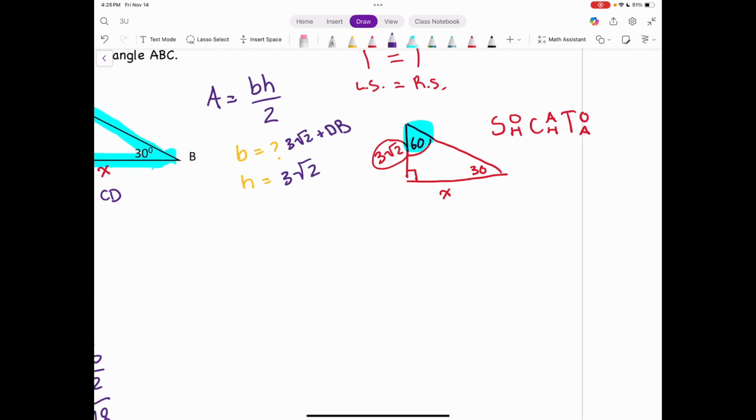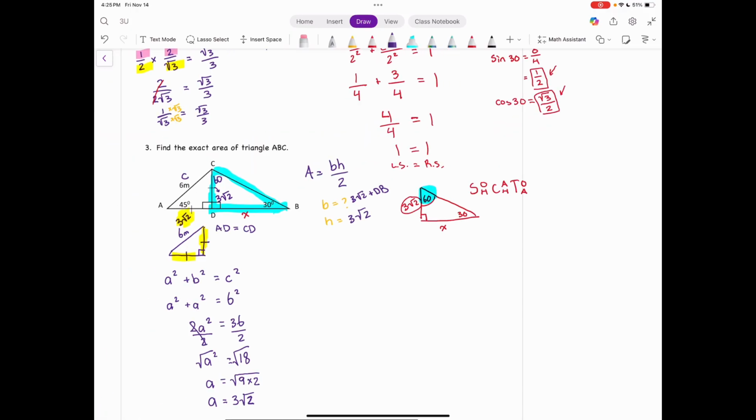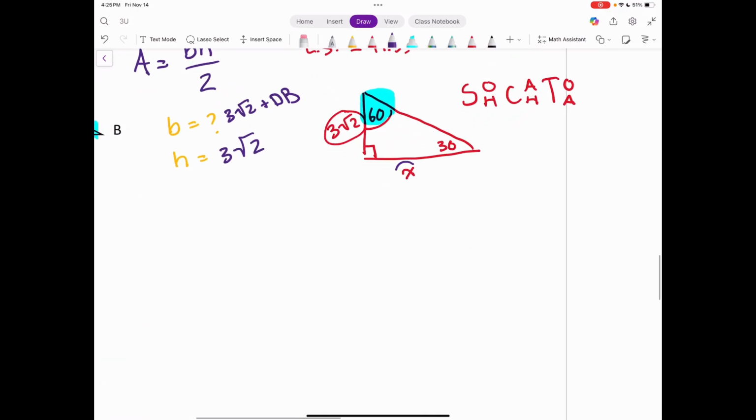So this is our special triangle, our 30-60 special triangle. We need to use SOHCAHTOA in order to figure out this missing side. But normally when we use SOHCAHTOA, we write our final answers as decimals. In this case, we're not going to, because the question asks us to find the exact value.